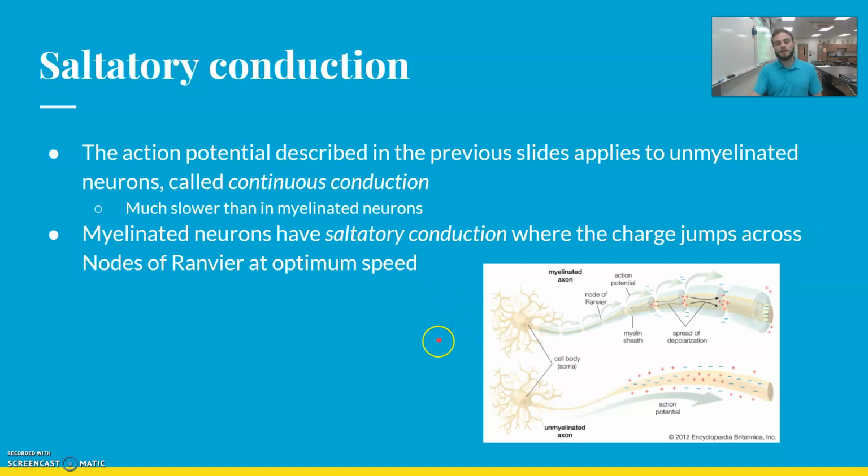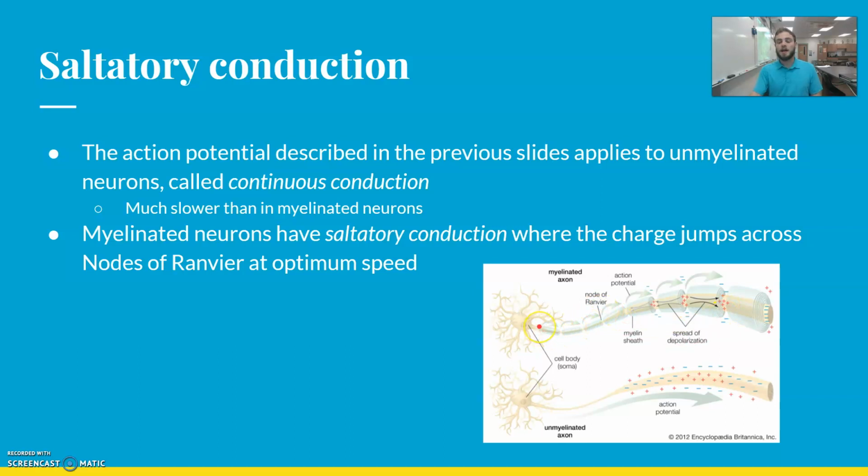And so in saltatory conduction, the action potential still travels, but we get these jumps in between. We can see this myelin sheath wrapped around, these little cylinders wrapped around it. Remember, myelin is made of fat, which is a really, really good insulator. And in between each of these myelin sheaths, we have what's known as a node of Ranvier.